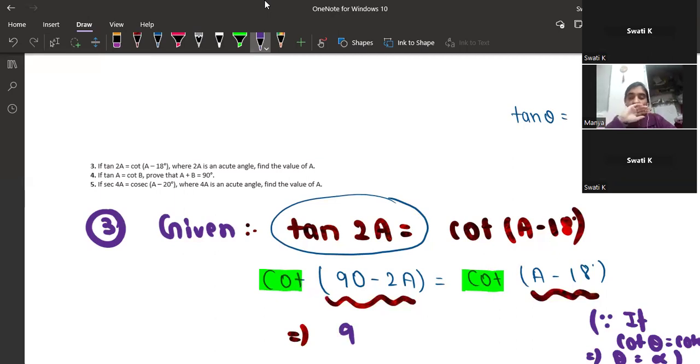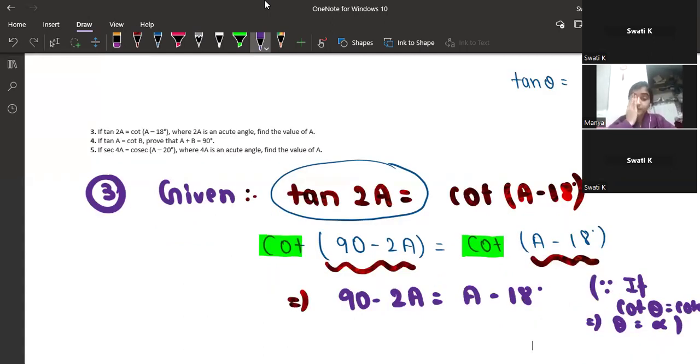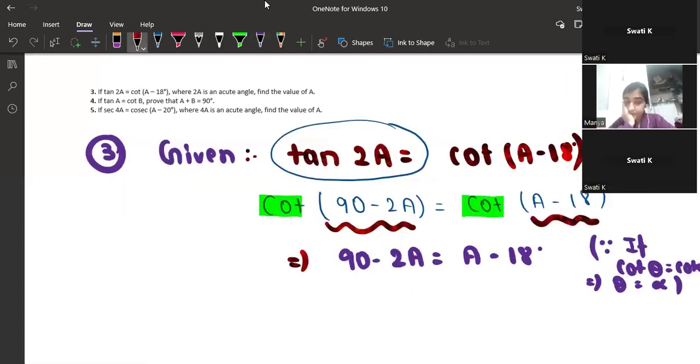तो ये फॉर्मूला यूज करके यू कैन राइट डाउन दैट दिस इम्प्लाइज 90 minus 2a is equal to a minus 18. Now you can notice Manya that this is nothing but a linear equation. क्या फाइंड करना है हमें? कैपिटल ए फाइंड करना है। व्हाट डू यू थिंक, व्हाट शुड वी डू?